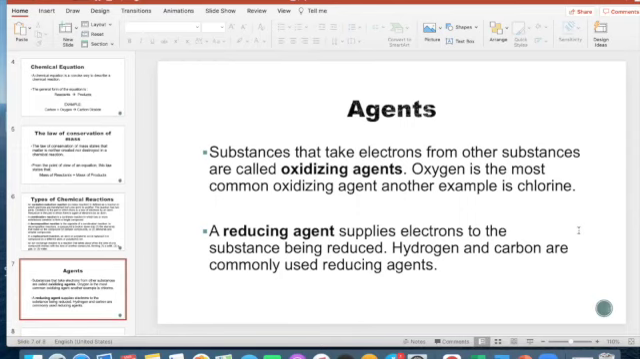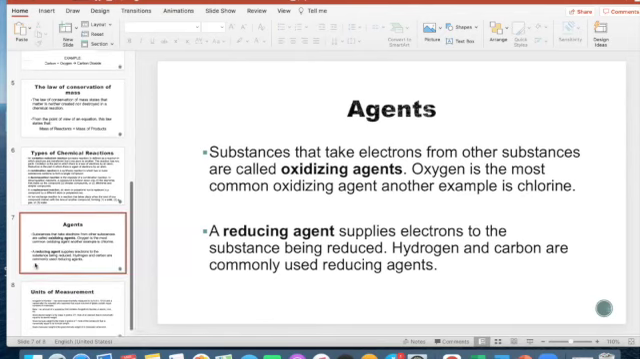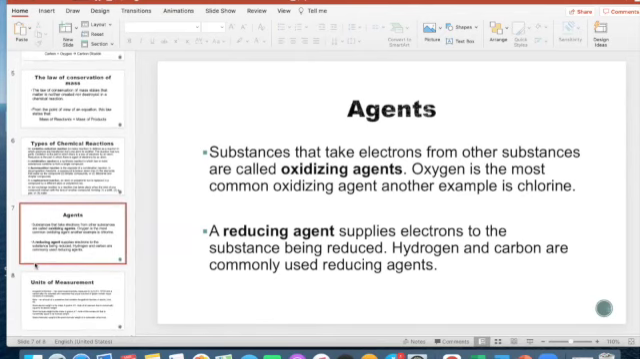All right, we have agents as well. So these are substances that take electrons from other substances. All right, so we call that oxidizing agents. All right, so oxygen is the most common oxidizing agent. All right, another example is chlorine. Chlorine is also an oxidizing agent. So again, these are substances that take electrons from other substances.